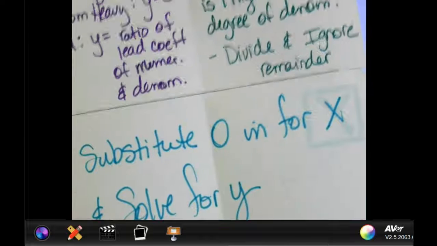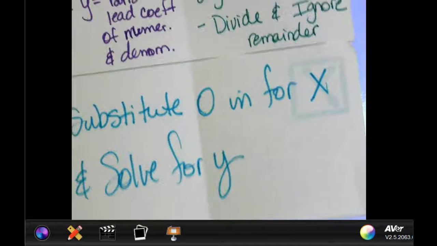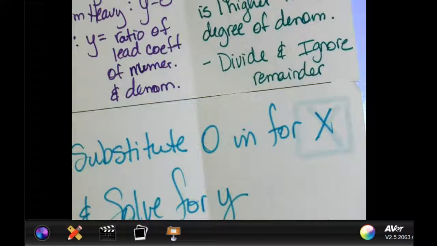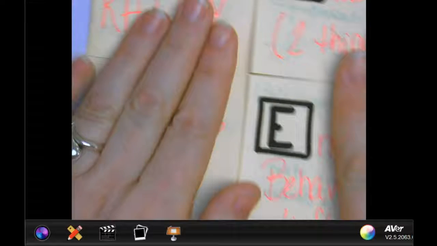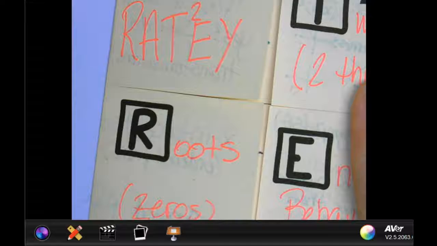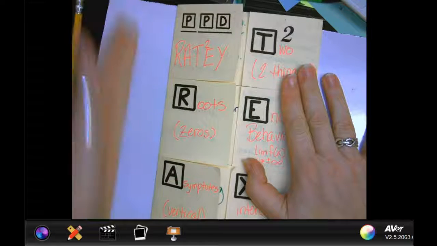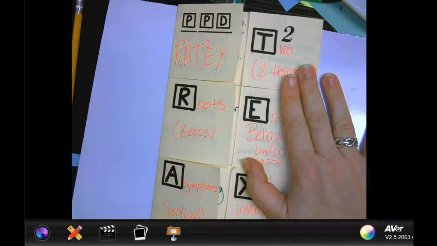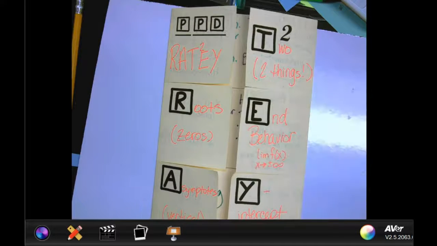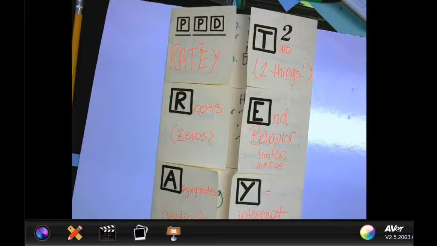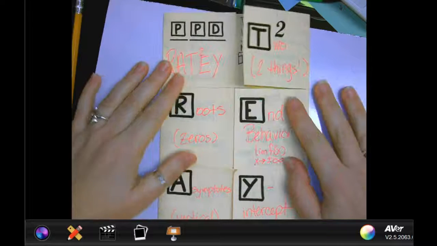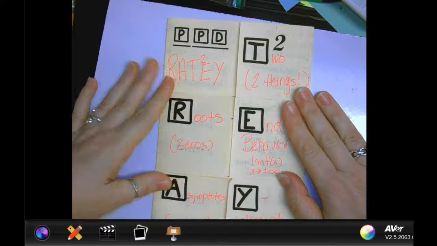So when we start off on this, you'll have blanks of stuff you need to fill in before you graph to help lead you through it. But if you are just given a rational function and it says graph it, then you need to make yourself your little acronym. Put down P, PD, and then spell out Ratey, and make sure that you have filled in all those little pieces so you have what you need to be able to graph this. Now, there's still a couple of things that we will talk about to add on to that.